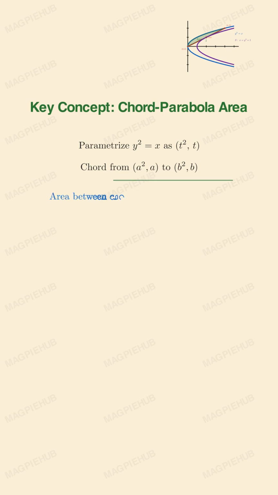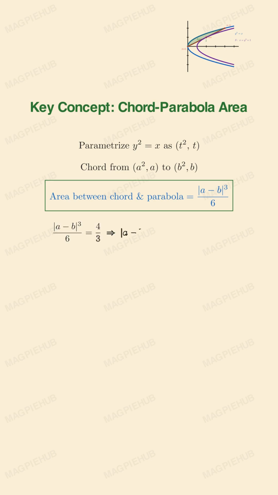The key concept is the standard area formula for a parabolic segment. Parameterize the parabola y squared equals x as the point (t squared, t), for a chord from (a squared, a) to (b squared, b). The area enclosed between the chord and the parabola is the absolute value of (a minus b) cubed divided by 6. Setting this equal to 4/3, we get the absolute value of (a minus b) cubed equals 8, so a minus b equals plus or minus 2.